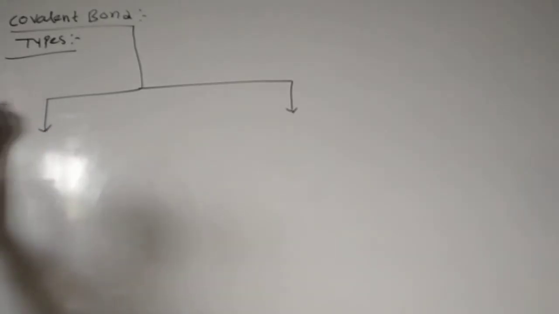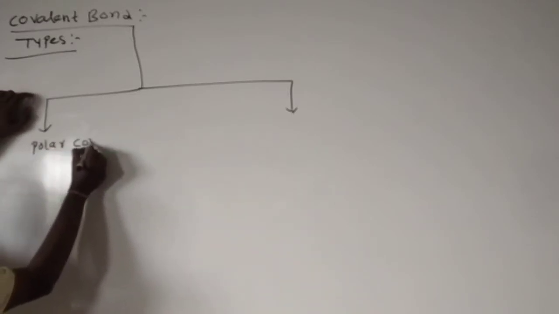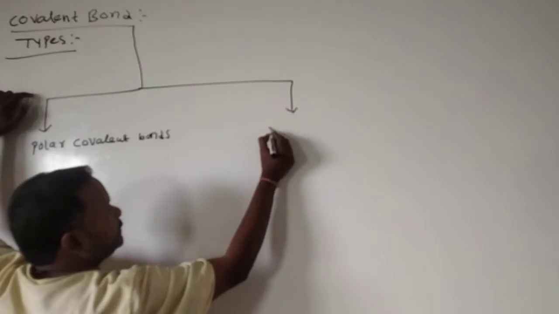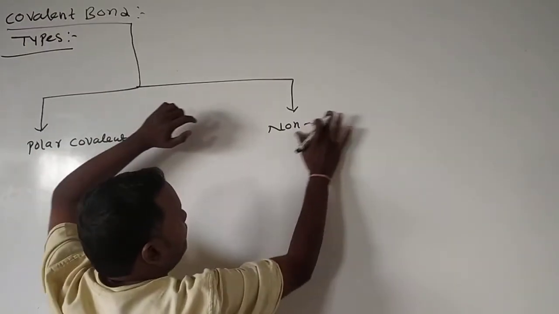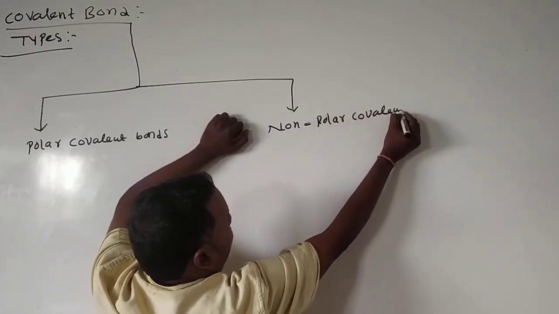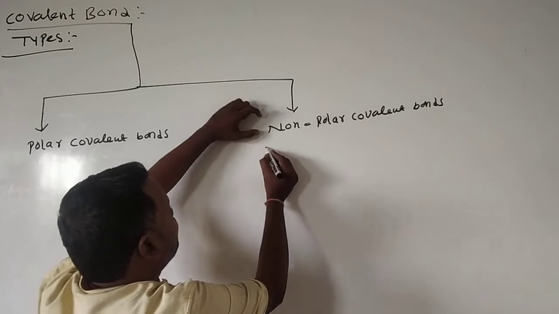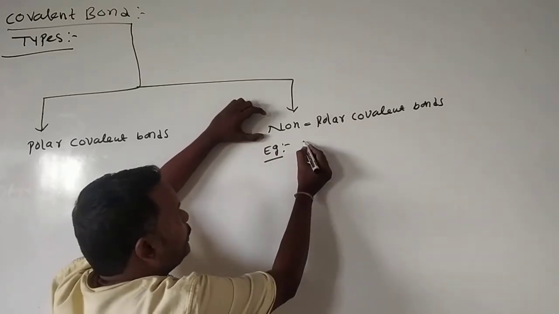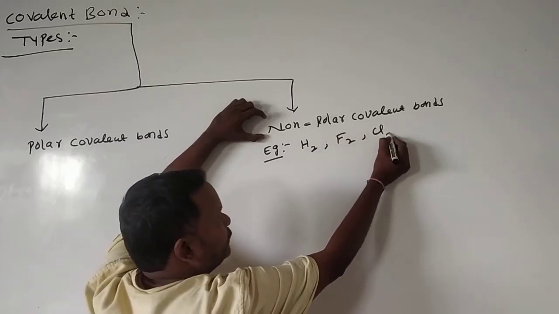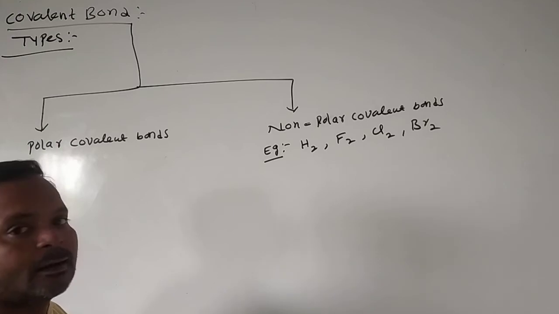So a covalent bond may be of 2 types. One is the polar covalent bond, and the second one is the non-polar covalent bond. First, the non-polar covalent bond. Examples: formation of the hydrogen molecule, the fluorine molecule, the chlorine molecule, the bromine molecule. All these are the best examples for non-polar covalent bonds.